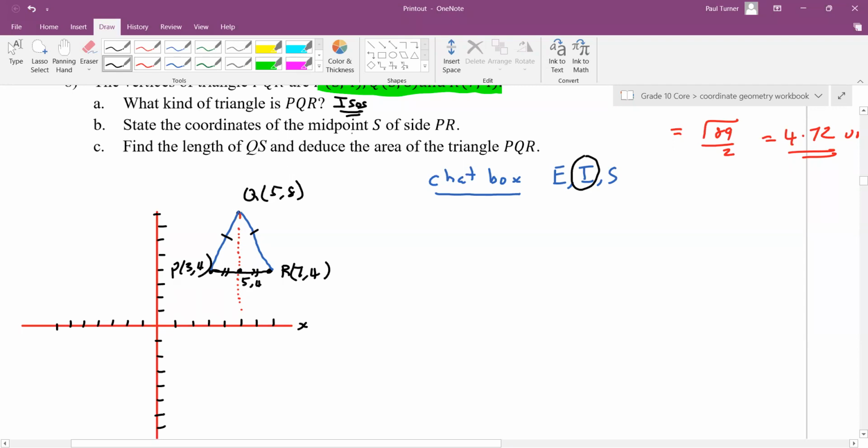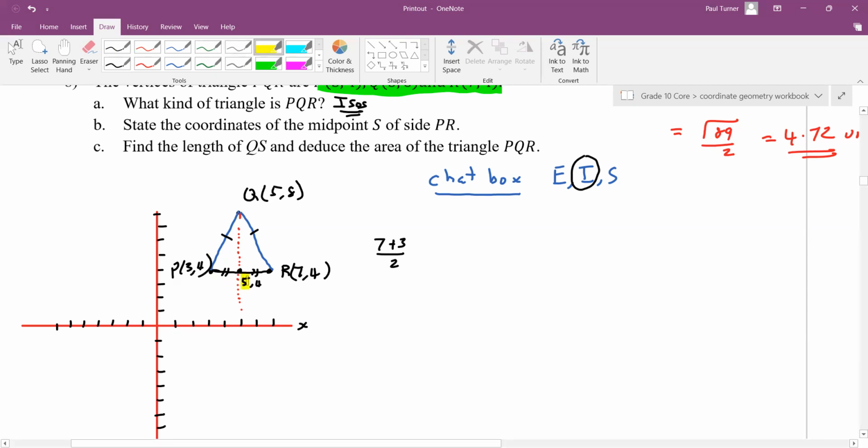State the coordinates of the midpoint S of the side PR. Well, I already did it. You see that? So you've got 3, 4, and 7, 4. So the middle must be 5. 7 plus 3, divided by 2. So that gives you 5.